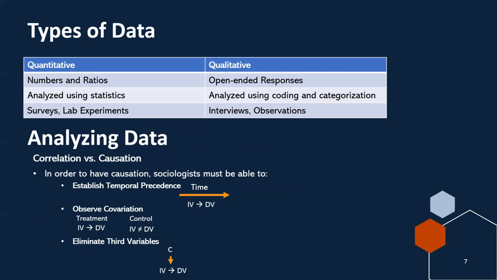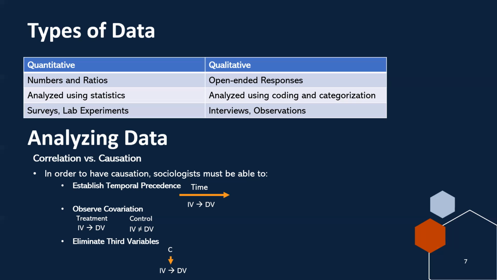When we are analyzing our data, it is important to determine the difference between correlation and causation. Correlation is simply whether or not two or more variables are related to each other. Causation is more complex, and 3 criteria need to be met to definitively say that our IV caused our DV. The first criteria is to establish temporal precedence, which just means that our IV must have preceded or come before our DV in time. The second criteria is called covariation.